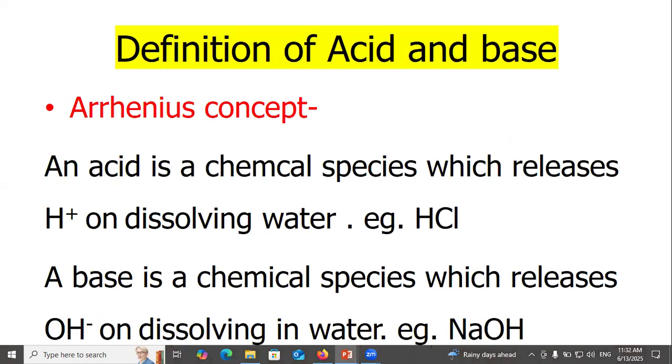Definition of acid and base. Arrhenius concept: an acid is a chemical species which releases H+ on dissolving in water, for example, hydrochloric acid, sulfuric acid, nitric acid. A base is a chemical species which releases hydroxide OH- ion on dissolving in water, for example, sodium hydroxide, magnesium hydroxide, calcium hydroxide, etc.